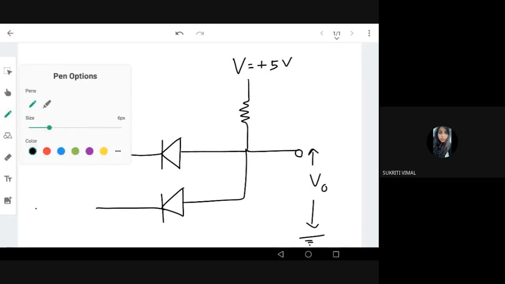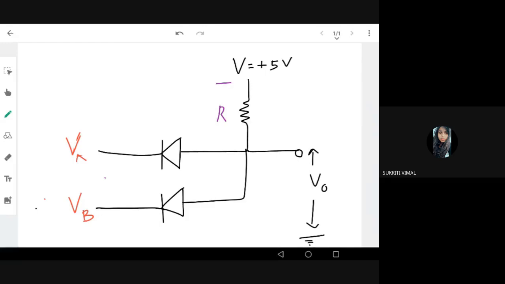Okay, now I have two inputs here also. Let's say VA input is given here, and VB. Right, the resistance values are. Now what is this, and how can we explain the circuit?